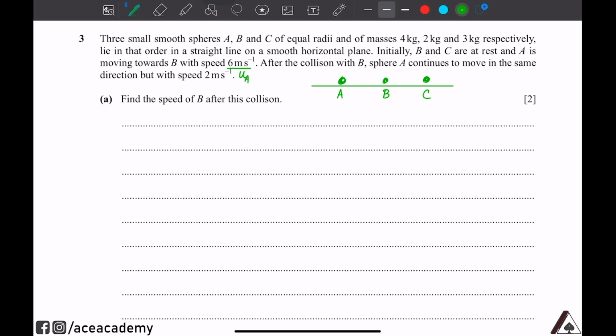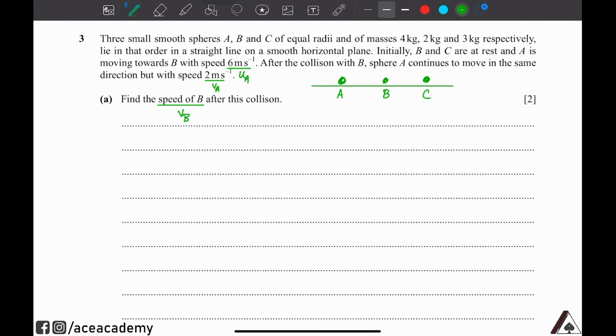And after the collision, sphere A continues to move in the same direction, but with a speed of 2. So this is the final velocity of A, that's VA. Okay, so they want us to find the speed of B after the collision, which is essentially VB. Okay, so we know that the momentum before the collision is the same as the momentum after the collision.